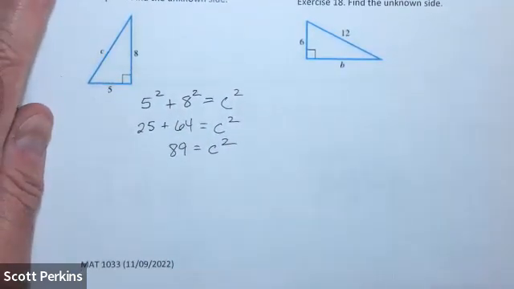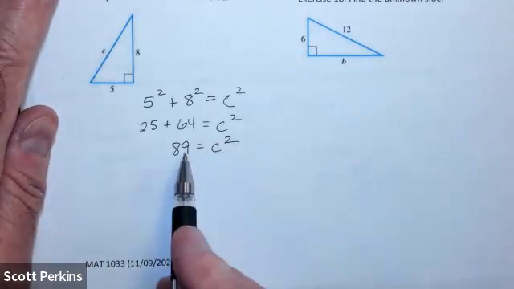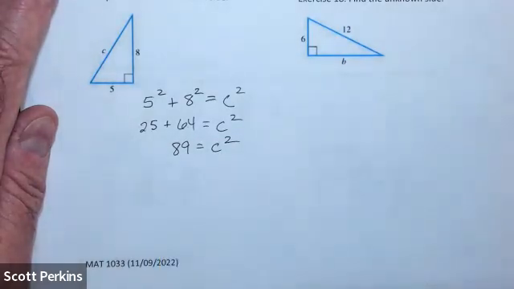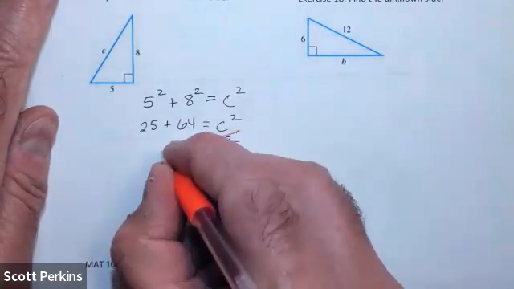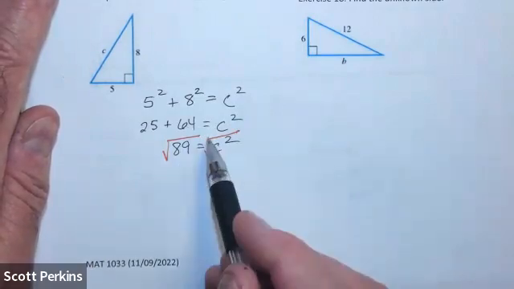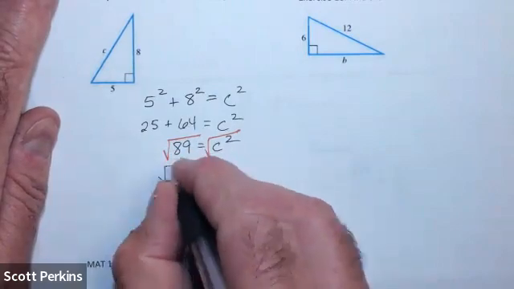Now, answer me this question. If c times c is 89, how would I get the c by itself? What would I do to both sides of this equation, do you think? Thank you very much. That's perfectly said. We're going to take the square root of both sides. That's why this is in this section. And so the square root of c squared is c. The square root of 89 is that.